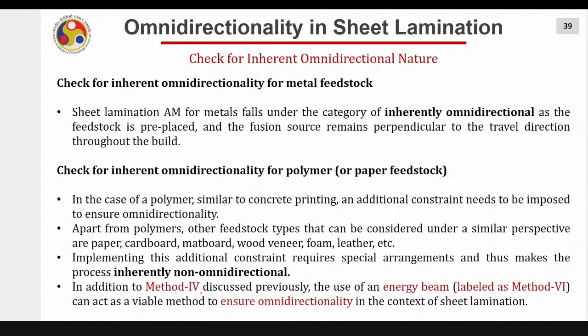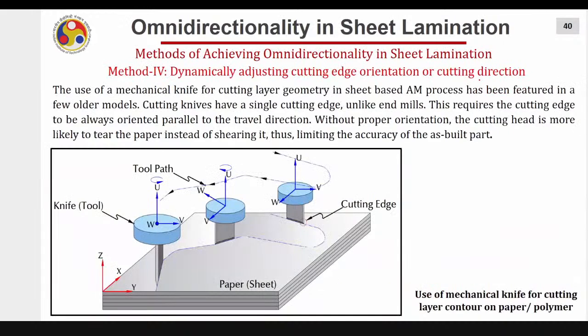Now, I'll just explain. For example, you have a knife. You are cutting paper, and there are a few additive manufacturing processes like Kira's LOM. They use a knife to cut the paper. Now, if I'm moving my knife along a trajectory, I have to rotate my blade, right? You just keep the blade in your hand and think about it. A blade is not an omnidirectional cutting tool.